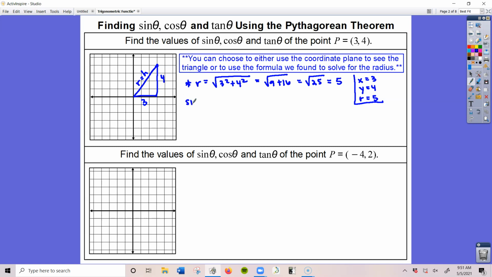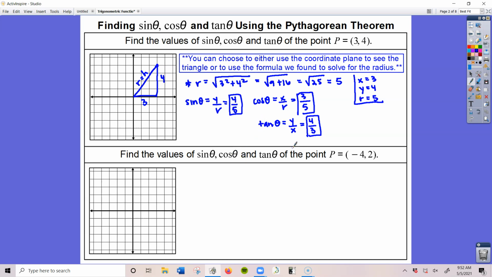Let's start with sine. Sine of theta is equal to y over r. So y is 4 and r is 5. Cosine is equal to x over r. So x is 3 and the radius is 5. Finally, tangent is equal to y over x. So y is 4 and x is 3. So that would be my tangent. This is how you can go about solving for your three trigonometric functions.